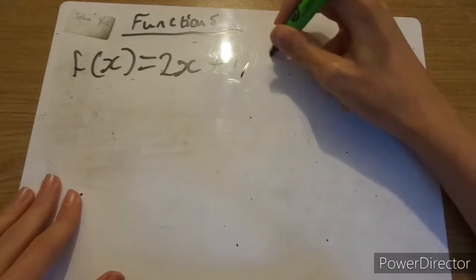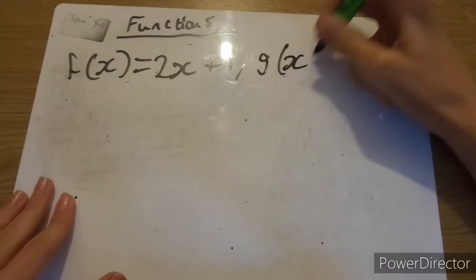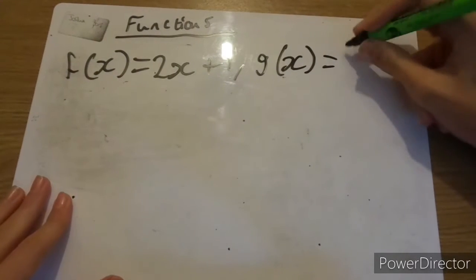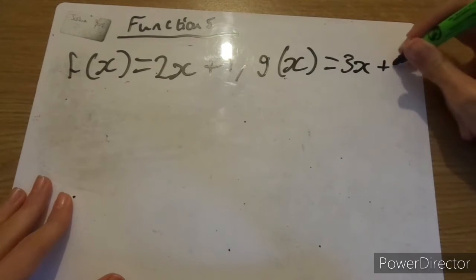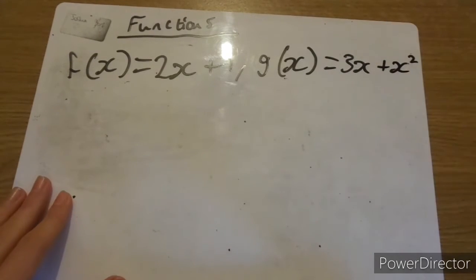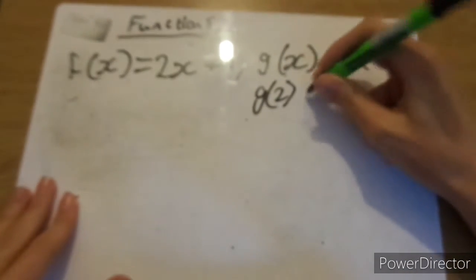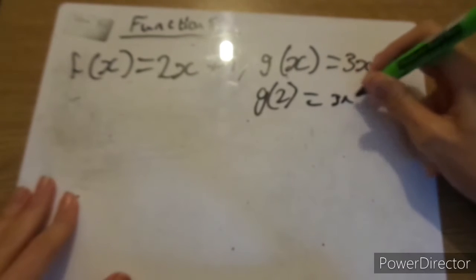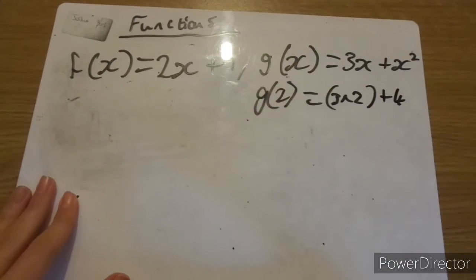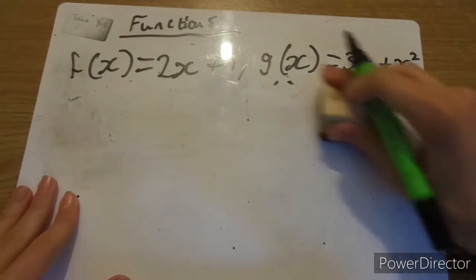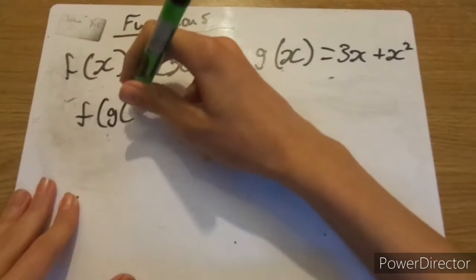I'm going to make it a bit more interesting now by putting in a g. Let's just do g of x equals 3x add x squared. With g, it'd be the exact same thing. If we're given a number, and let's say it's g of 2, it'd literally be 3 times 2 add 4, because that's 2 squared. So it'd be the exact same as the f.